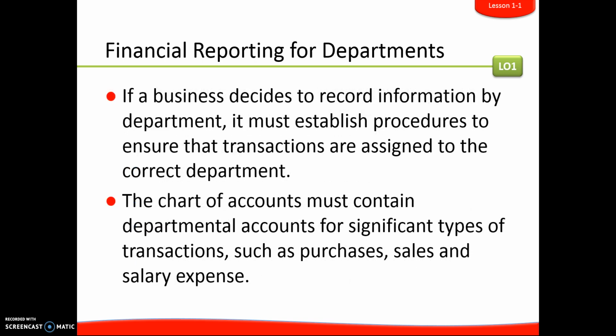So if a business decides to record information by department, it first has to establish procedures to ensure that those transactions are going to get assigned to the correct department. We obviously wouldn't want a purchases transaction to be recorded in payroll or an expense transaction to be recorded in merchandise. So we'd want to make sure that they get in the correct departments. So our chart of accounts has got to contain some departmental information like purchases, sales, and salary expense.